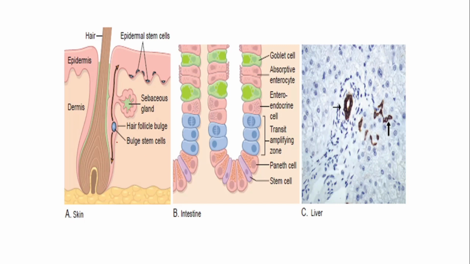So this is the skin, and this is the bulge of the skin. This is the area where stem cells reside. And this is an intestine, and these are the stem cells seen. This is the crypt, and this is the base of the crypt. So stem cells are seen at the base of the crypts, just below the Paneth cells. And in the liver, it is seen in the canal of Herring. So it is depicted here microscopically.